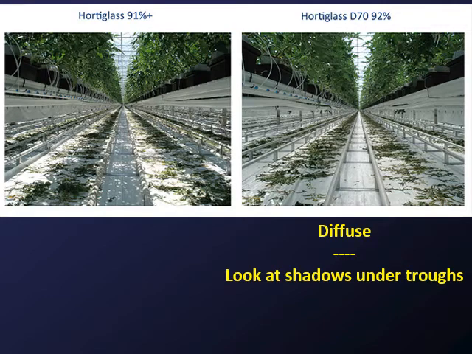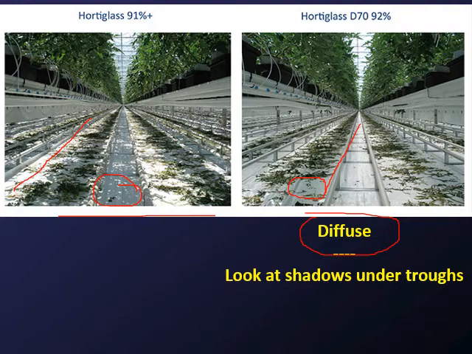Now in this picture, on the left is regular clear glass, and on the right is diffuse glass. And what you should look at is underneath the bench, look at the shadows. And that is where you can really see a stark difference. So in the clear glass, the shadows are dark, like dark shadows. And in the diffuse glass, they're kind of a vague recollection of a shadow.